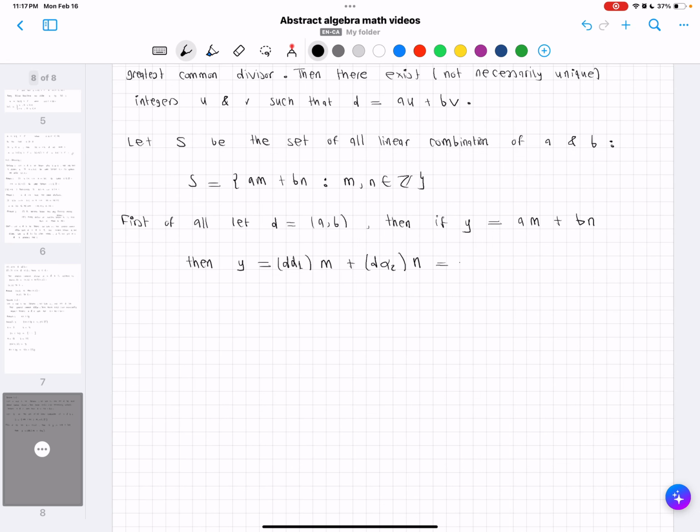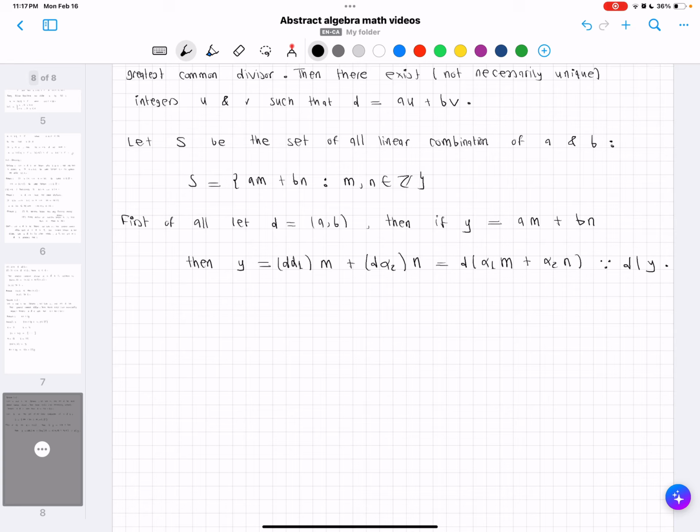So that means d divides alpha 1 m plus alpha 2 n, so therefore d divides y. As you can see here, any element inside of S is actually a multiple of d. So that means that d is always a factor.